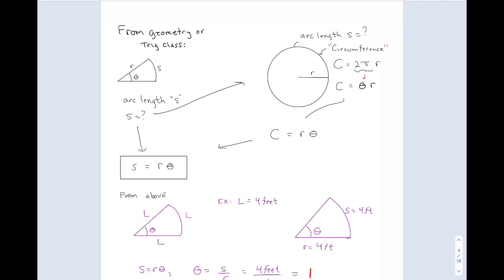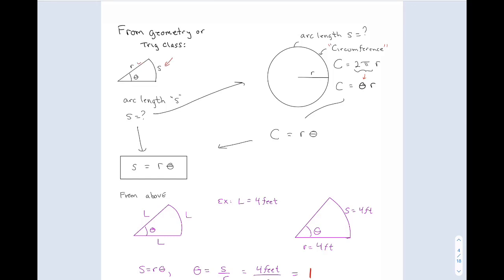Now from geometry class, or trig class, definitely in trig class, maybe not geometry class, they showed you how to find that arc length S. And math books like to use the letter S for arc length. So you have a sector of a circle, and here's the radius. I don't need to draw it here as well, because that leg is the same as that leg. So I have the radius.